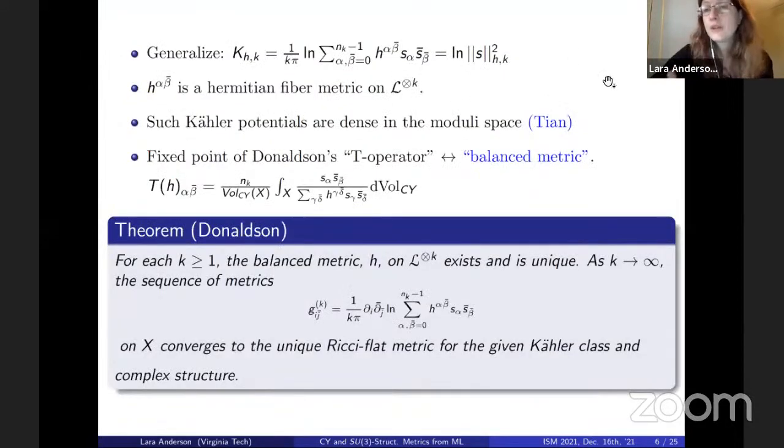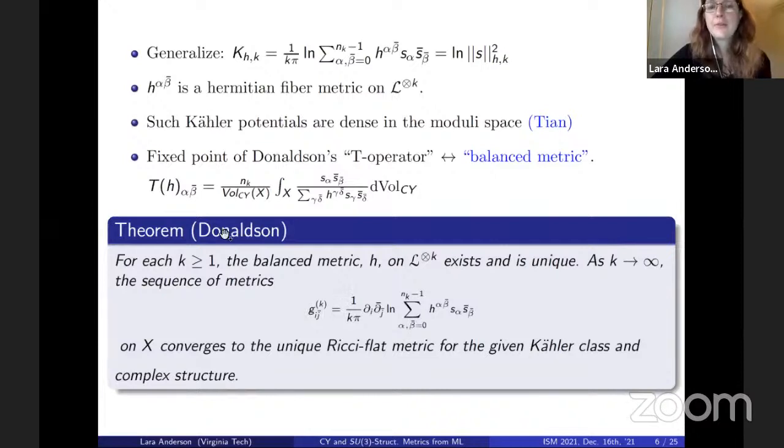there's a powerful theorem which tells you that you can actually toggle the parameters in this approximation to get closer and closer to a Ricci flat solution. So in particular, it is known that Kähler potentials of the form that I'm writing here are actually dense in the moduli space of all Kähler potentials. So these are going to be a viable approximation scheme everywhere that you wiggle in possible metric moduli space.